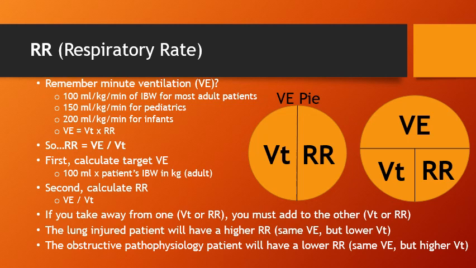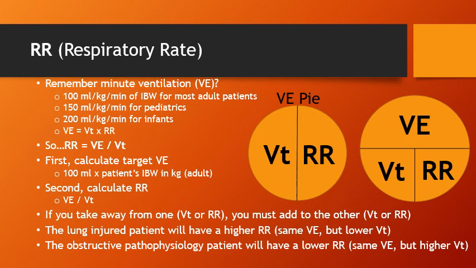Now remember, we already figured out our targeted tidal volume, and we know how to find our minute ventilation. So if we have those two pieces of information, we can take our minute ventilation divided by our tidal volume and come up with our respiratory rate. So step 1 is going to be to calculate that targeted minute ventilation. For the adult, again, we're going to take 100 milliliters times the patient's ideal body weight in kilograms. That's going to give us our targeted minute ventilation.